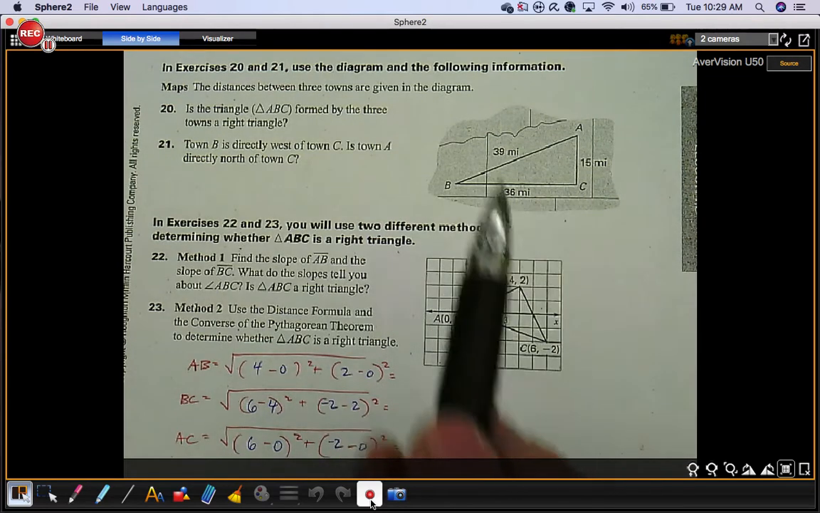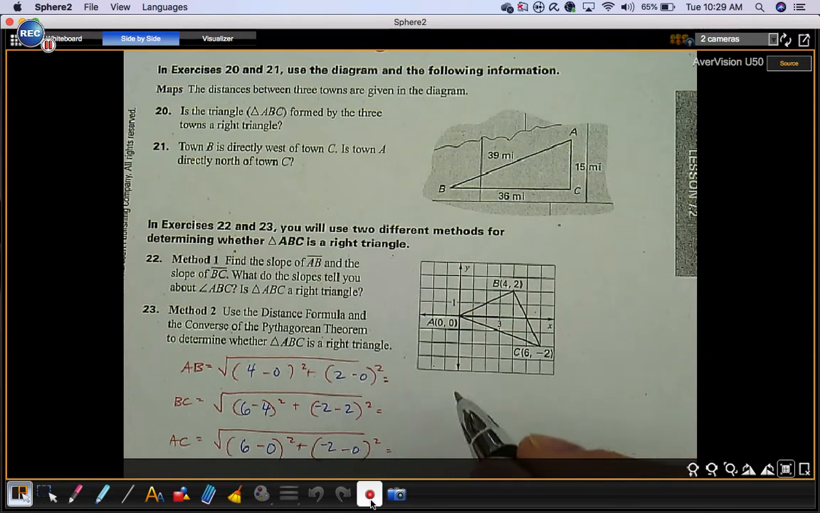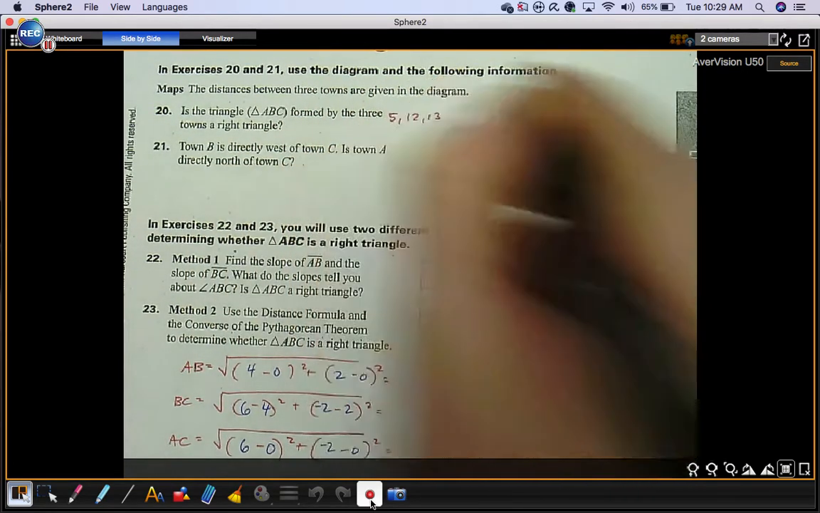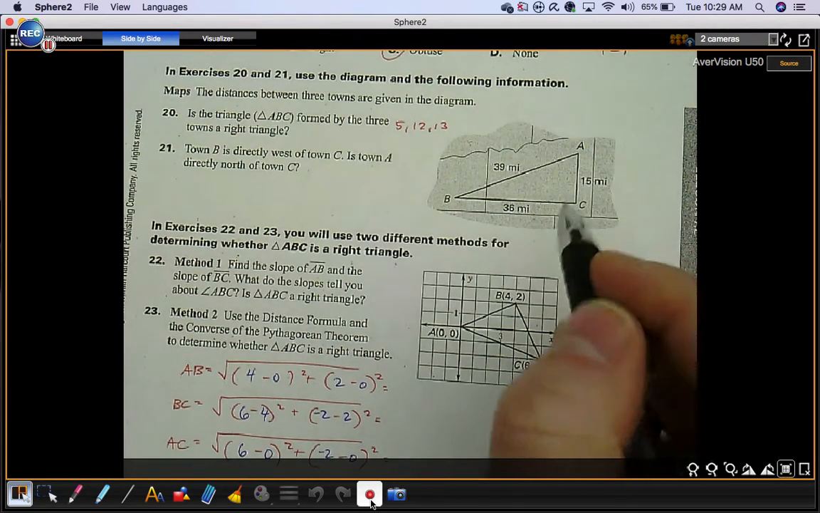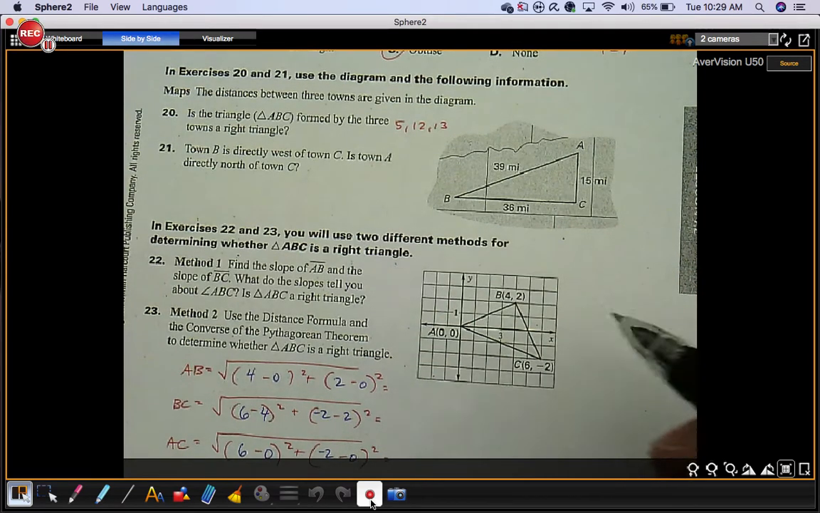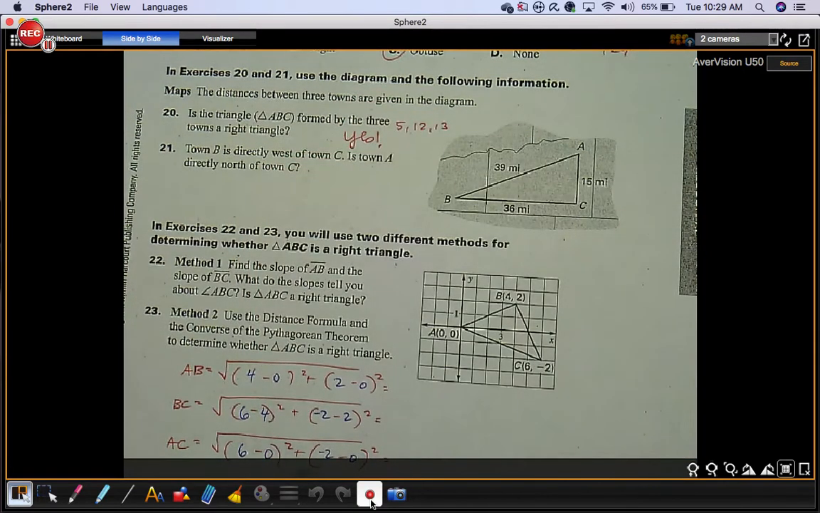So you have three lengths. Does it make a right triangle? I'm going to look at this and I'm going to say 5, 12, 13. That's a triple of 5, 12, 13. You multiply them all by 3, you get 15, 36, 39. That's how I'm doing it. Yes, it's a right triangle.